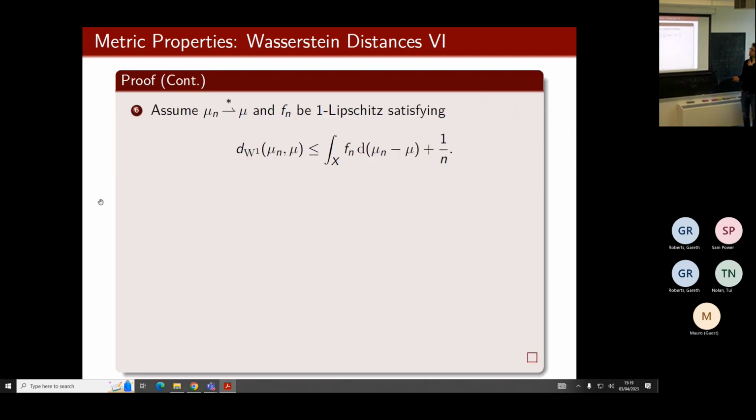Okay, so in the other direction, I now assume that mu n is converging weak star to mu, and I let fn be a 1-Lipschitz function which satisfies this inequality here. So again, this is the Kantorovich-Rubinstein theorem. So I know that.